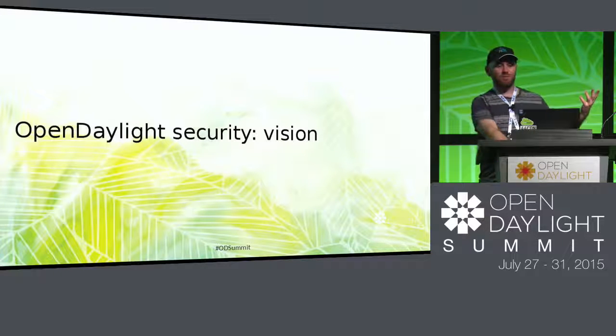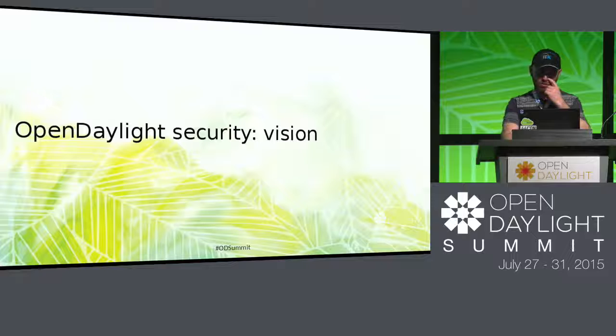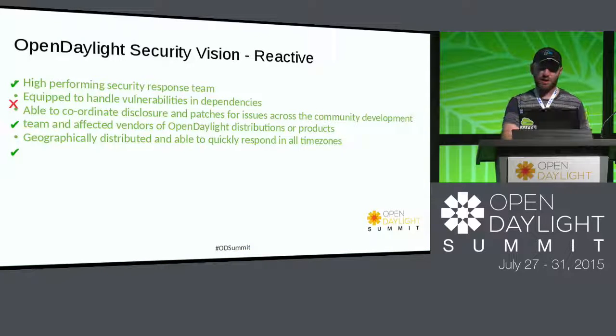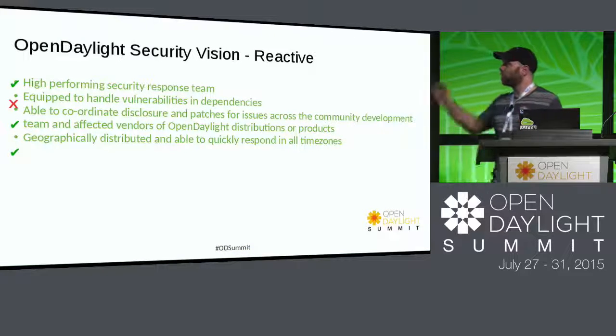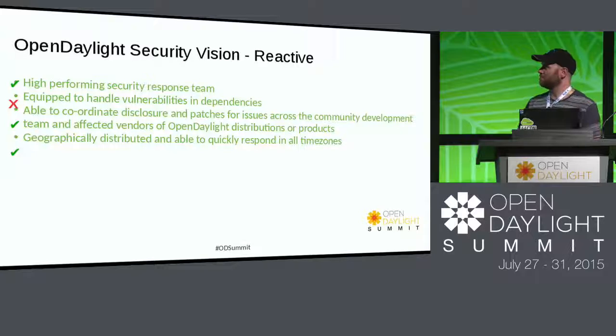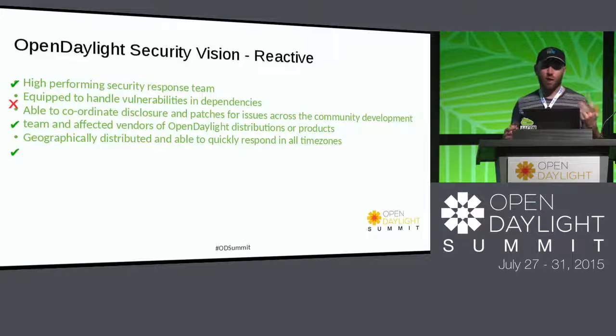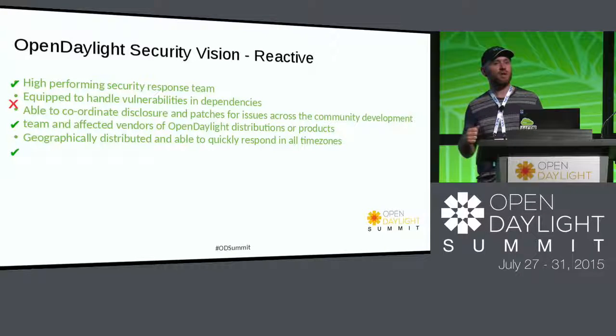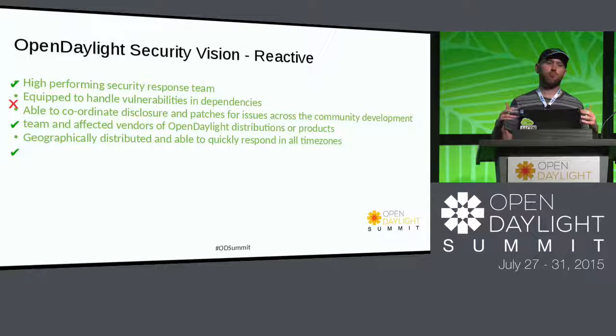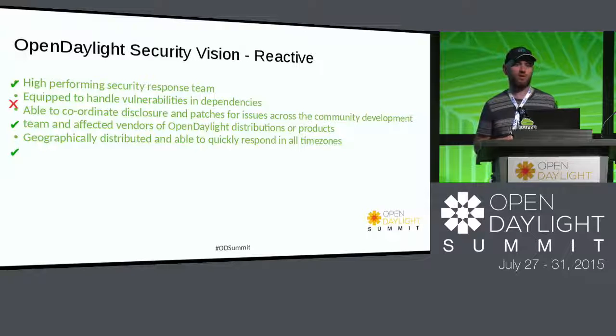And then finally, what's the real vision here for what we should be able to achieve? On the reactive side, we're nearly there. We've got a high-performing security response team. The thing that we're missing is the ability to handle vulnerabilities and dependencies, which is really just a resource problem. We're able to coordinate disclosure, which is really important, because one of the ways that this could all go south is if the vendors that participate start infighting and start trying to hoard information about security vulnerabilities.